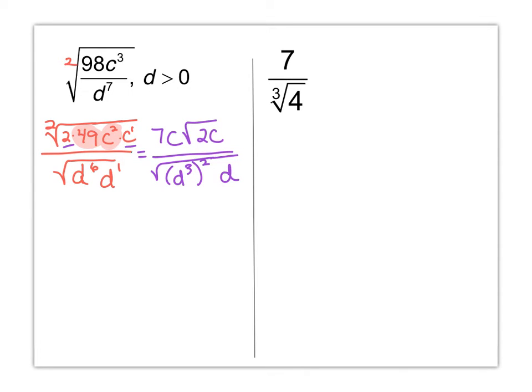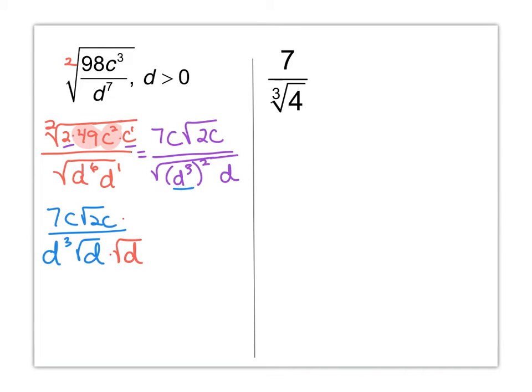Let's look at our numerator: it is 7c times the square root of 2c. And our denominator, when you simplify it, that d cubed squared is a perfect square. The square root of d cubed squared is d cubed times the square root of d. Now this is simplified, but it's not simplified completely because we have a radical in the denominator. To take care of that radical in the denominator, we're going to multiply the denominator by the square root of d. That would make it another perfect square.